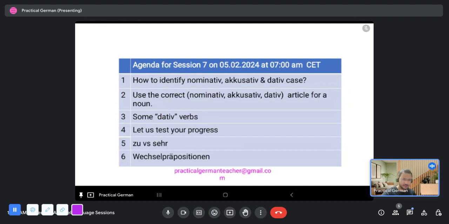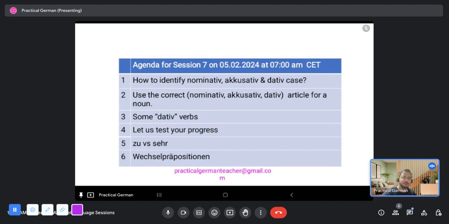So, today's topic, I think both of you already know about this because you have attended the previous sessions, but we'll still go through it because it's part of our agenda. So, we'll talk about how to identify nominative, accusative, and dative cases. There is one more case called the genitive case, which is not important for A1, but we'll talk about it anyway. Then we'll talk about using the correct articles.